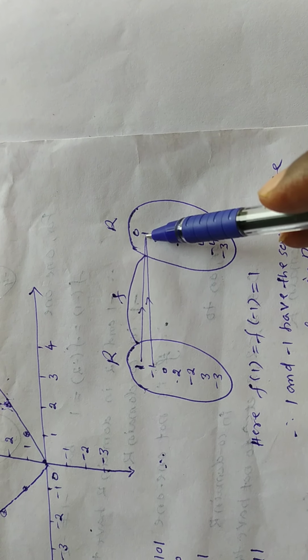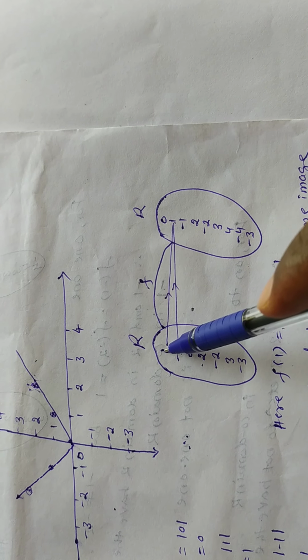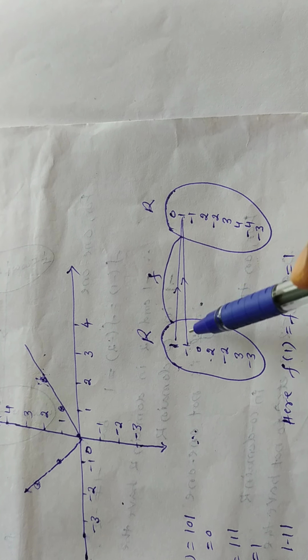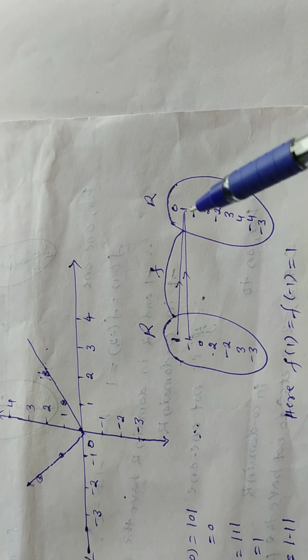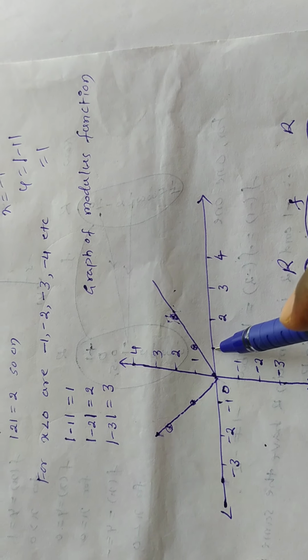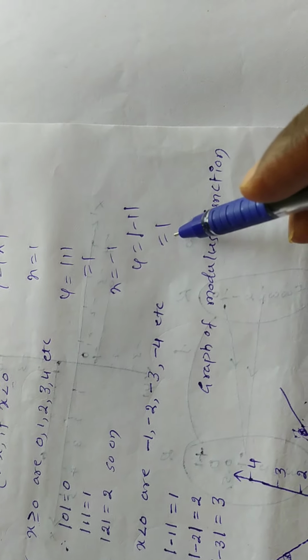See here, the function is f of 1 equals f of minus 1 equals 1. Hence it is not one-one. Here for two different elements, the image is the same. Hence x1 is not equal to x2 yet the images are equal. Hence it is not one-one. See here, the graph is here. When x equals 1, you get 1. When x equals minus 1, you get 1. Because you always get a positive value.